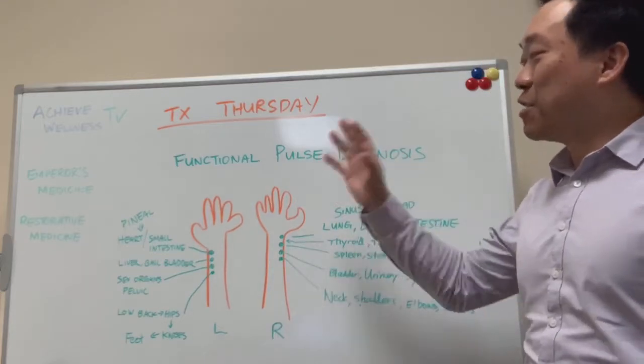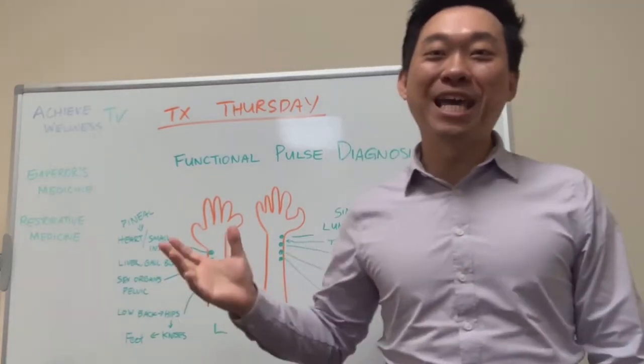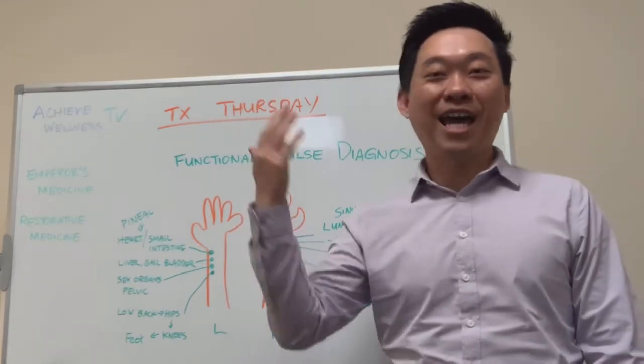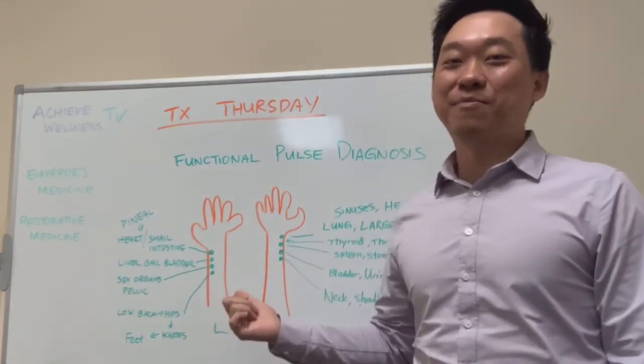Functional pulse diagnosis is like the human X-ray, the human MRI. The Chinese medicine, acupuncture MRI, acupuncture X-ray. We can see it on the pulse.